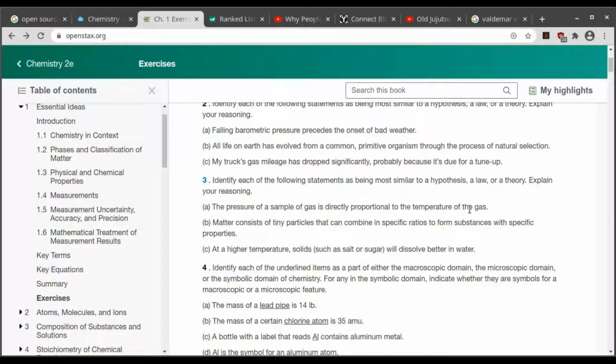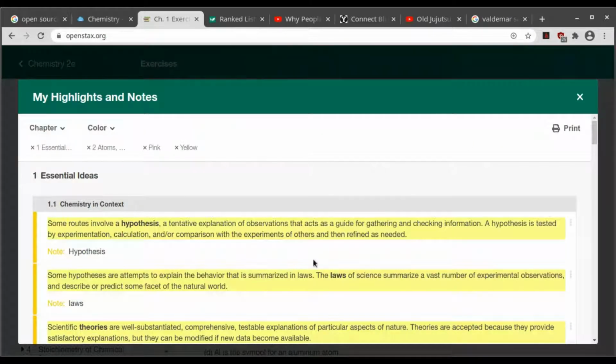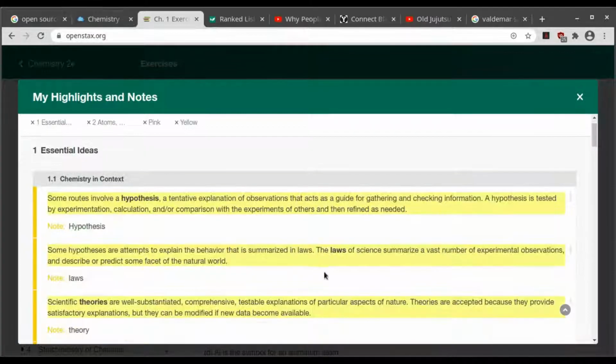But if we look at our definition of a law again, versus a hypothesis: some hypotheses are attempts to explain behavior that is summarized in our laws. Laws of science summarize a vast number of experimental observations and describe or predict some facet of the natural world. So there have been many experiments with the pressure and temperature of gas. So I believe that's a law.